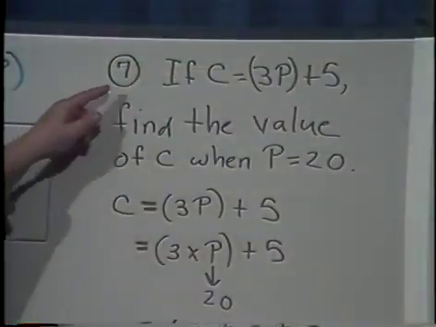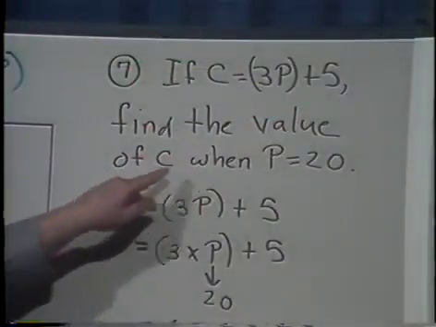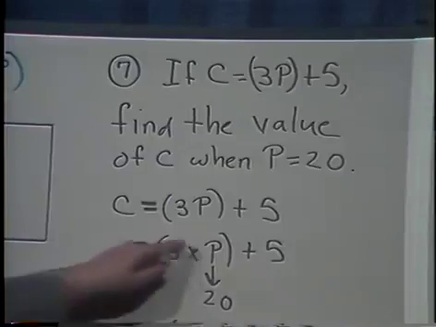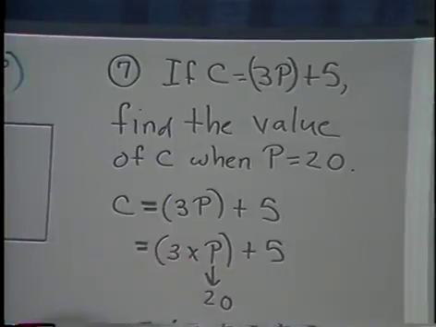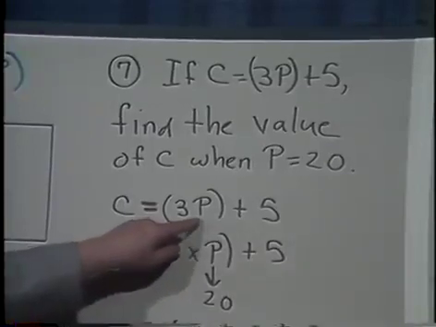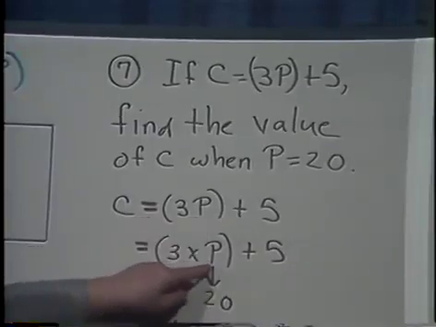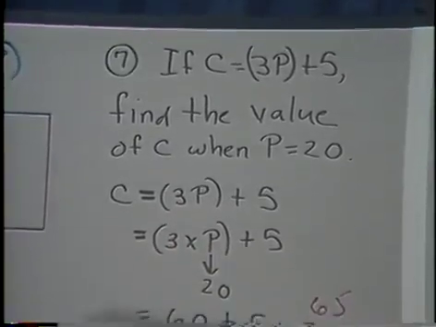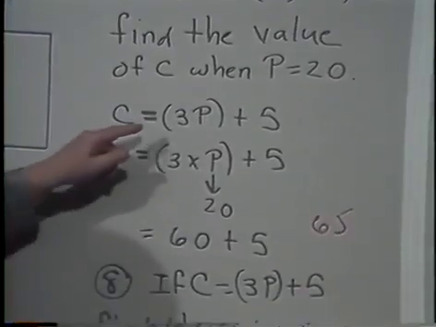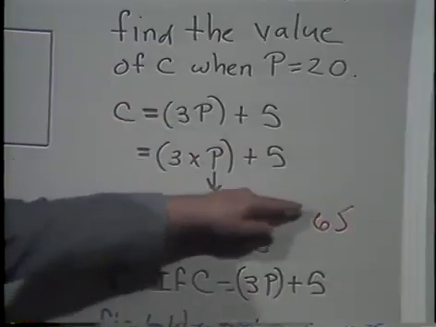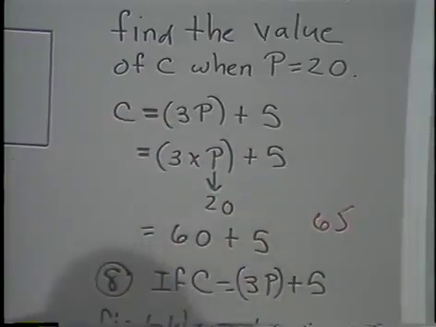See, if C equals 3P plus 5, find the value of C when P is 20. Basically, all that says is start with this formula. Every place you see a P, replace it by 20 and see what's going to happen here. If I start with 20, 3 times 20 is 60. 60 plus 5 is 65. So the answer would be 65. And what that means is if I were buying 20 pounds of cheese at $3 a pound and $5 for shipping and handling, it would cost me $65.